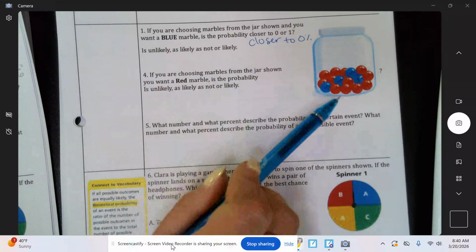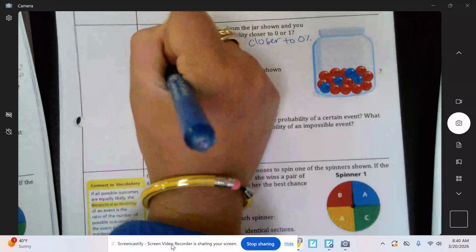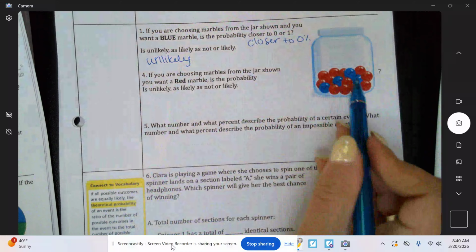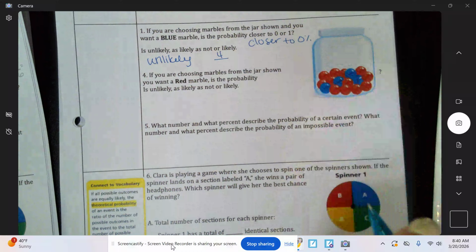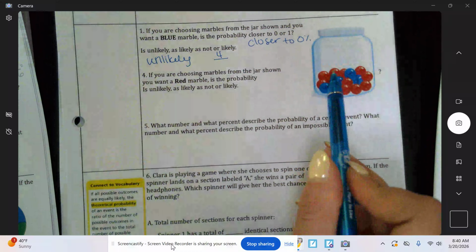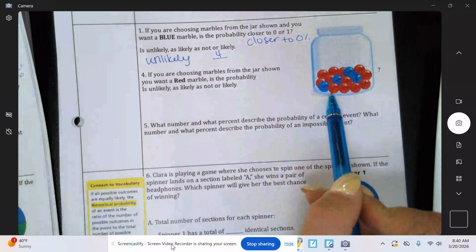Just looking at it, what do you think? Unlikely. We're thinking unlikely. If we wanted to do the math behind it, how many blue marbles are there? 4. 4 out of a total of how many marbles? 1, 2, 3, 4, 5, 6, 7, 8, 9, 10, 11, 12, 13, 14, 15, 16. I got 16.